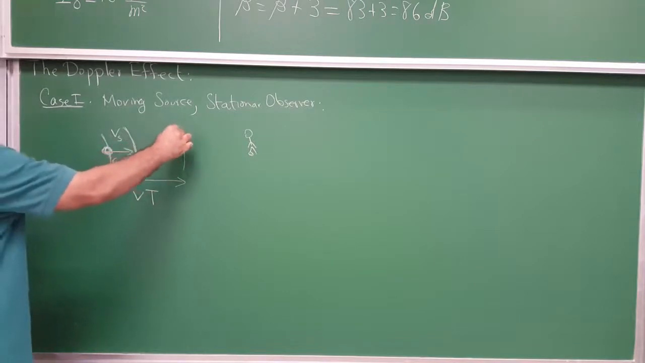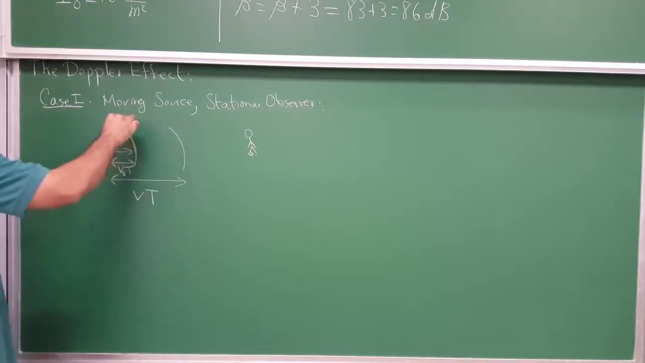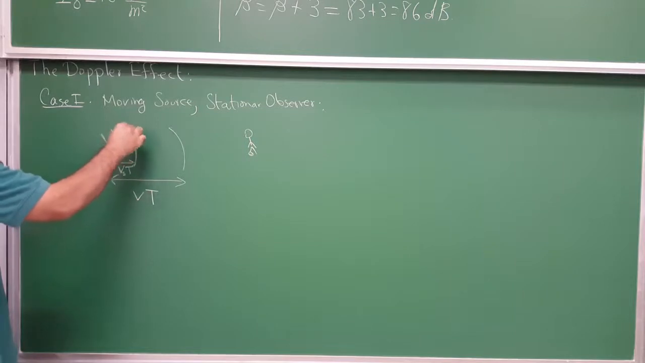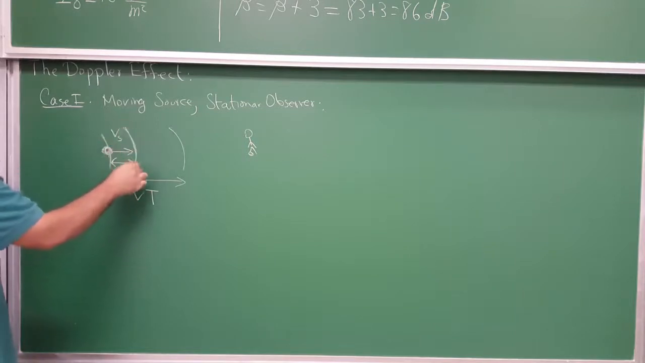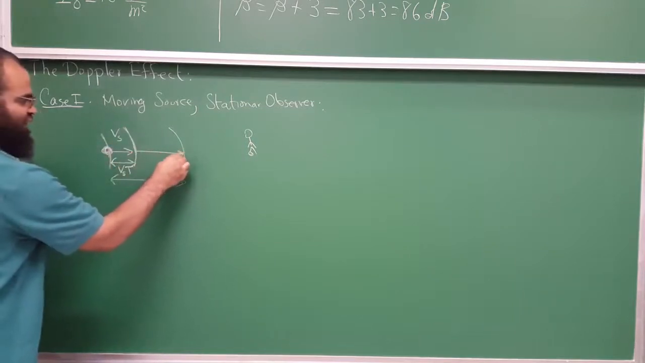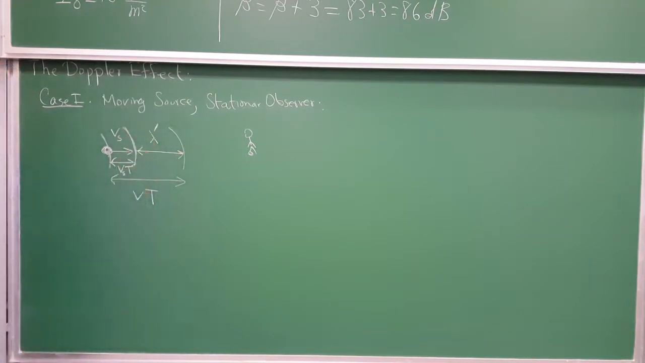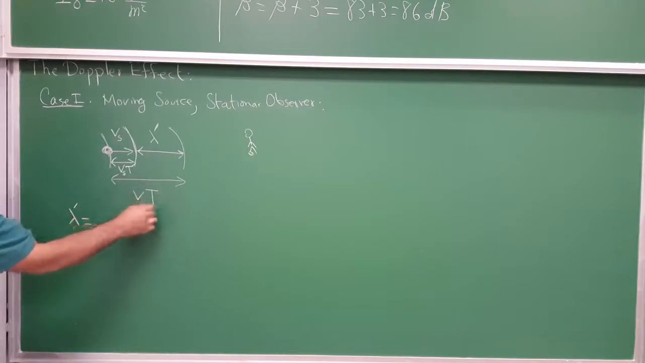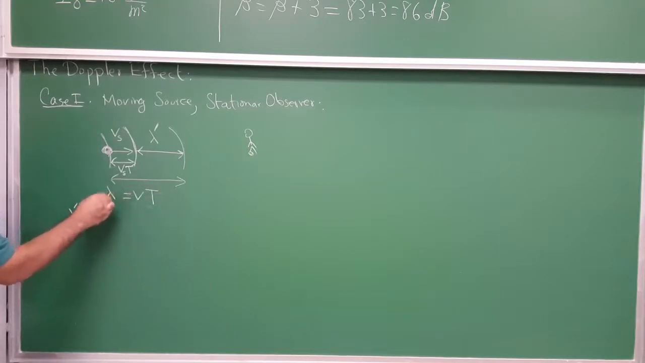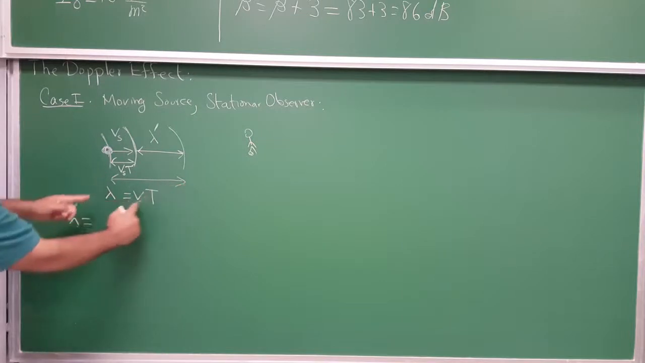So it emitted the first wave and it reached here. The second wave was emitted, but it was emitted from here because the car is here. So the wavelength is actually just this much. That's the wavelength. Let me call it lambda prime. So the wavelength, lambda prime, will equal, this is just the old wavelength, lambda. This is the old wavelength.